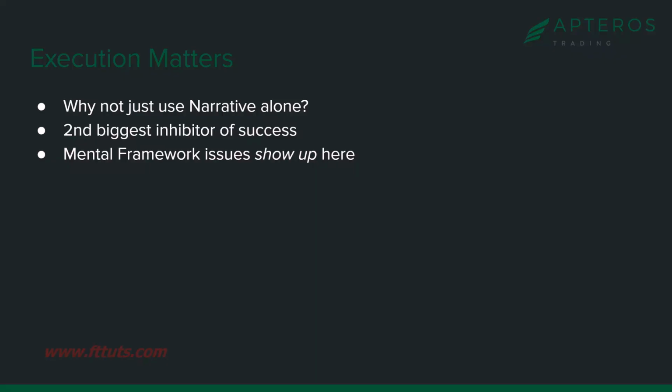And so we get down to you're always going to have some type of execution, even if you didn't use any lower time frames. I think that execution is the second biggest inhibitor of success, second to mental framework. And I think this is where you identify a lot of your mental framework issues, around the attempt at flawless execution. This is where things show up. And quite frankly, the lower time frames you go, the more amplified deficiencies in mental framework show up.